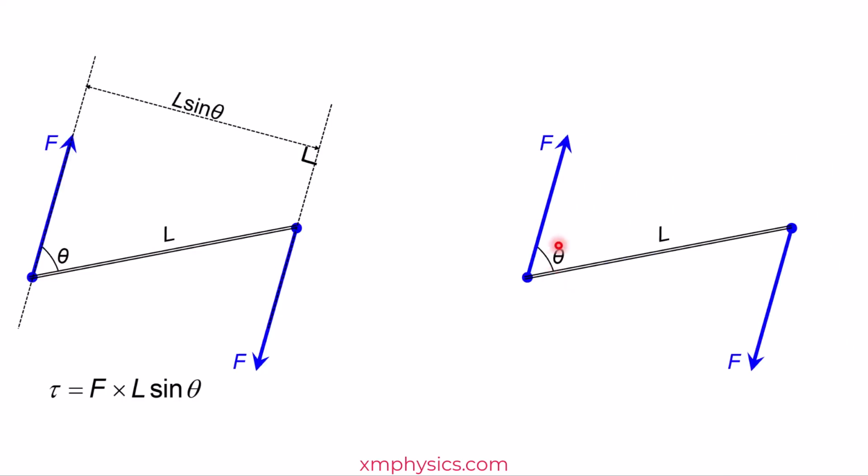Another way is to resolve the forces into components perpendicular to the rod and parallel to the rod. We can ignore the couple formed by the parallel components because there's no separation between them. As I said earlier, right, there must be a separation between the two forces. So we only consider the perpendicular components. So it's F sine theta times L. Right? So the magnitude of the couple is F sine theta times L, which is of course the same as F times L sine theta.